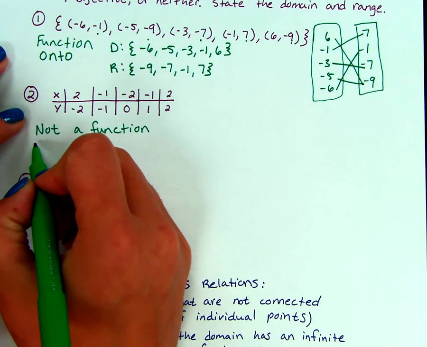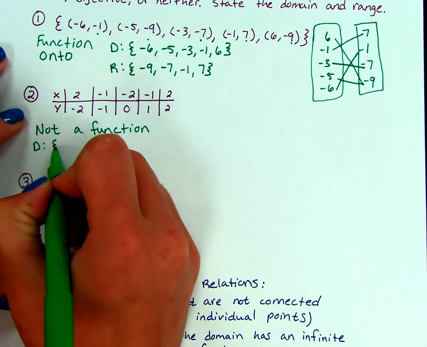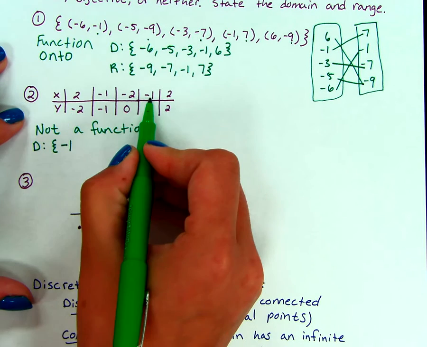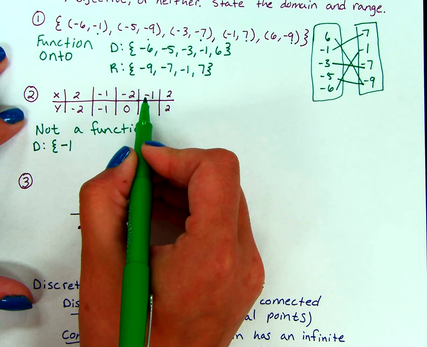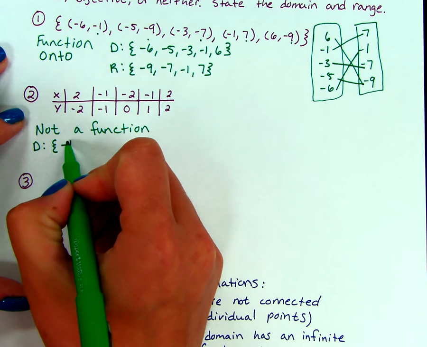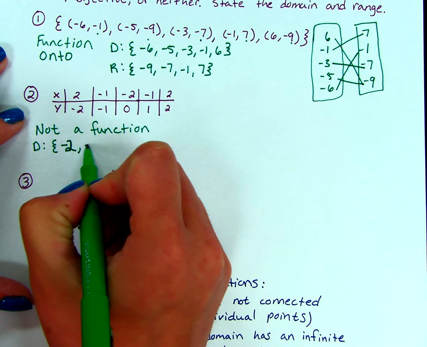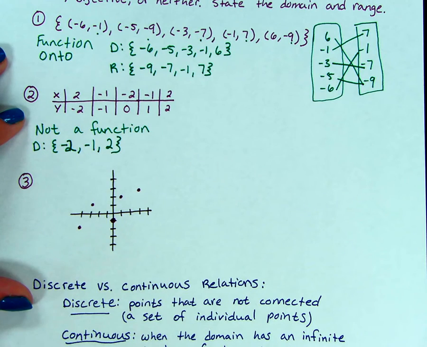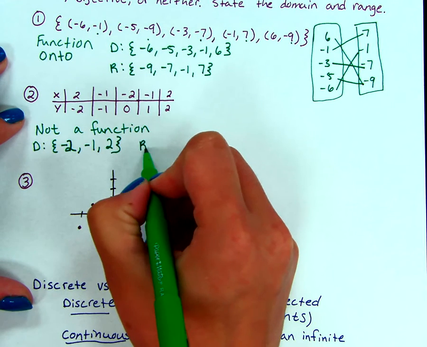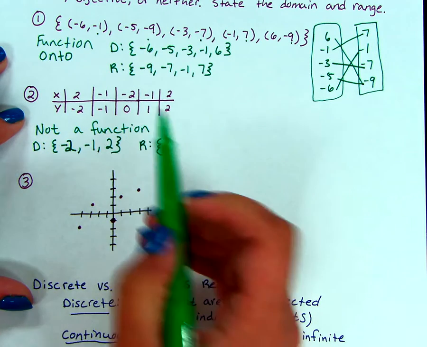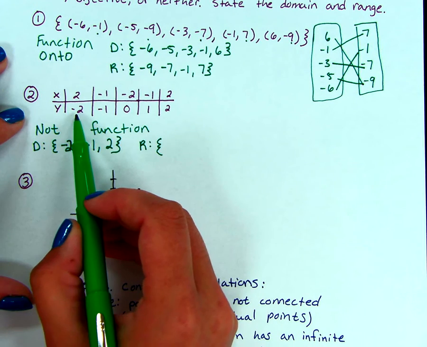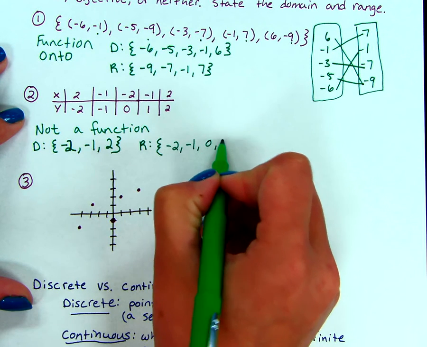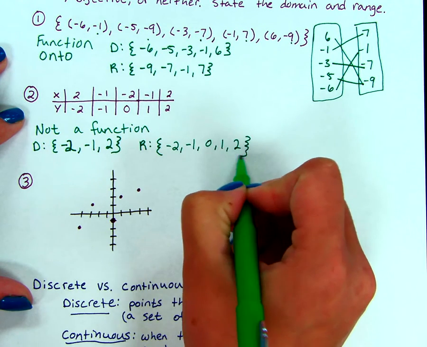So again, domain is the x values, and we want to list them from smallest to largest. So we have -1, and that one also repeats, but I only have to list it once. Oop, and actually our smallest is -2, so let's switch that to be -2. And then -1, and we have +2. Okay, and our range. So again, those are our y values, starting with the smallest. So our smallest is going to be -2, and then -1, 0, 1, and 2. So that would be our range.